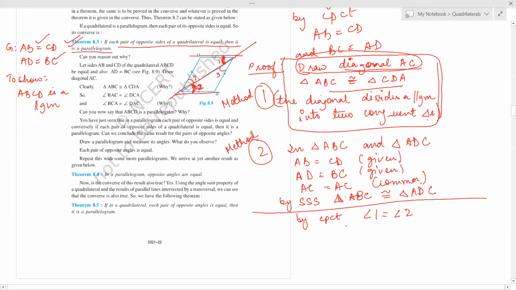Yes, ma'am. So this time I have proved that the alternate angles are equal. So therefore I can write that AB is parallel to CD by the converse of alternate angle theorem. Fine. Remember all of you now? Yes, ma'am.